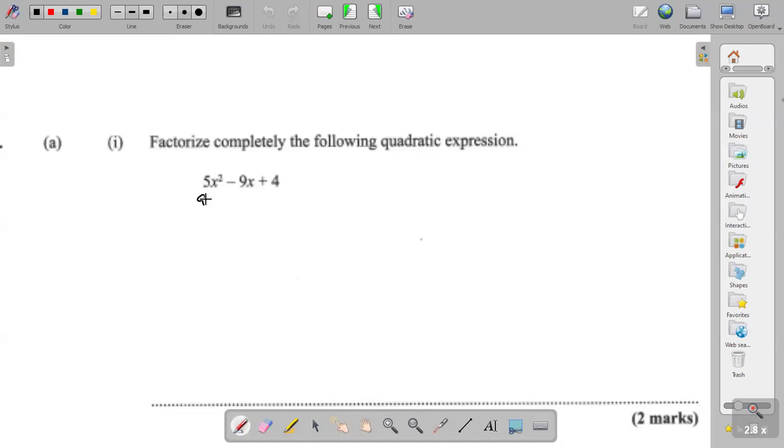This is my A. So my A is 5. Everybody agree? My C is positive 4. So AC would be 5 times 4, which is positive 20. Now, watch what's dramatic about this. The middle number is negative. You know what I mean? What type of factors of 20 should I be paying attention to? The positive ones or the negative ones?